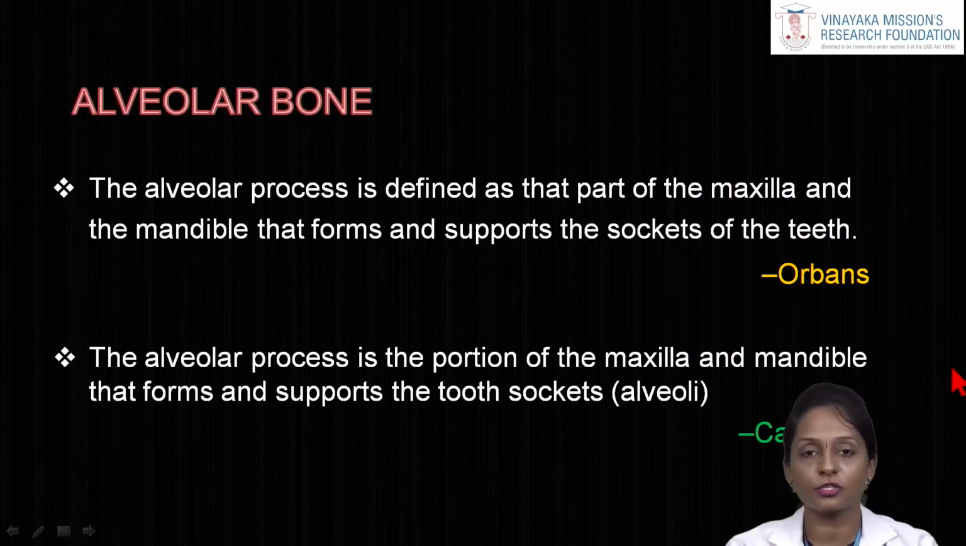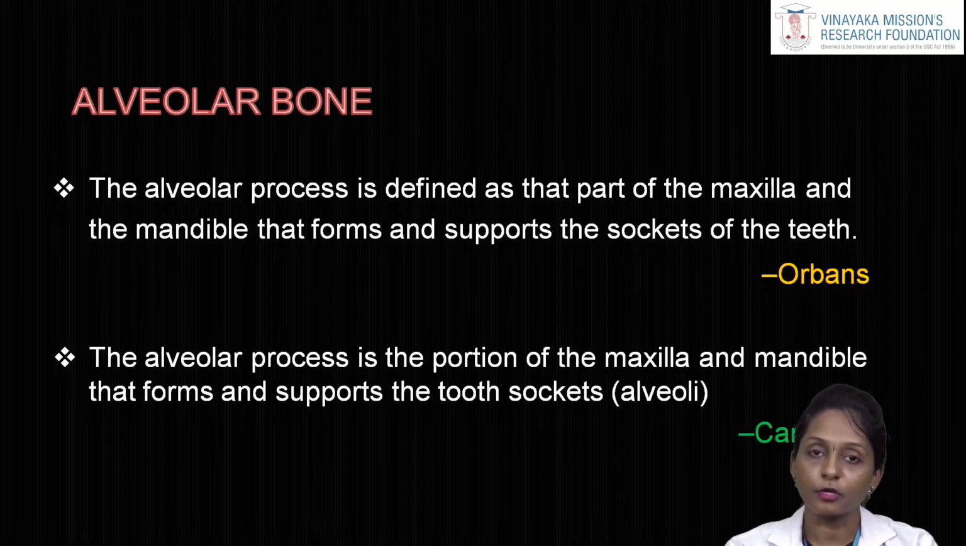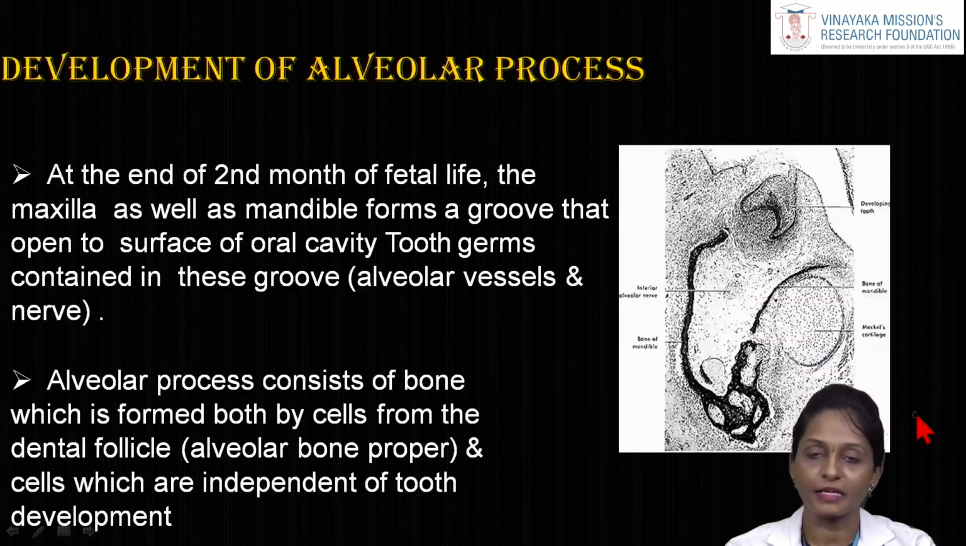So coming to the definitions of alveolar bone. According to Orban, the alveolar process is defined as that part of the maxilla and the mandible that forms and supports the sockets of the teeth. According to Carranza, the alveolar process is the portion of the maxilla and the mandible that forms and supports the tooth sockets, that is, your alveoli.